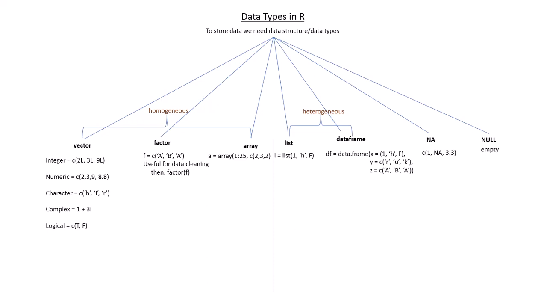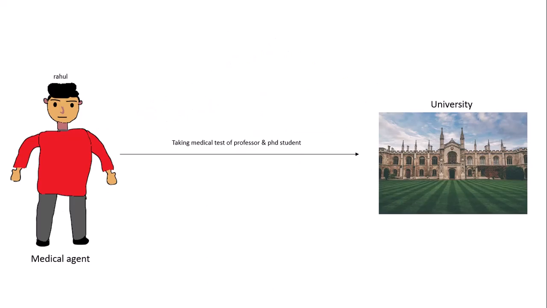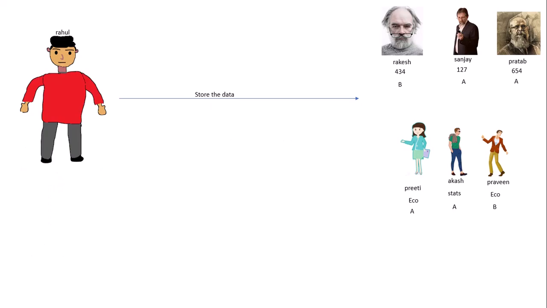Similarly, data frame. This is another NA. NA is used to represent a missing value in the data frame, and NULL means empty. Let us suppose this is Rahul and he is a medical agent, and he is going to take a medical test of professors and PhD students. Nowadays Corona is spreading, so he is going to the university for taking medical tests of professors and PhD students. So here is the data.